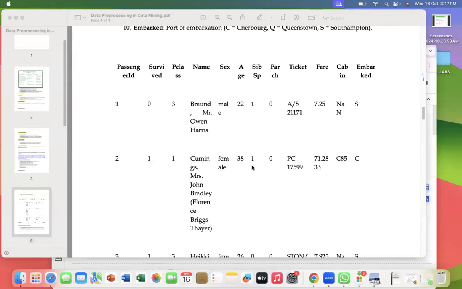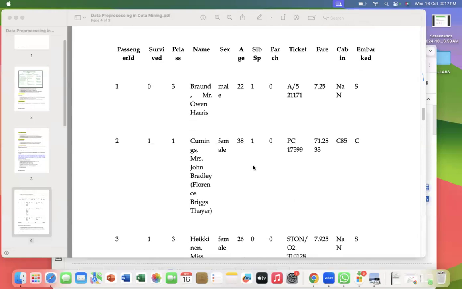If we look at the structure of this data, it looks like this. This is PassengerId, Survived. These are the different features. I hope you can see my screen, right? The dataset looks like this. Okay. Yes, sir.